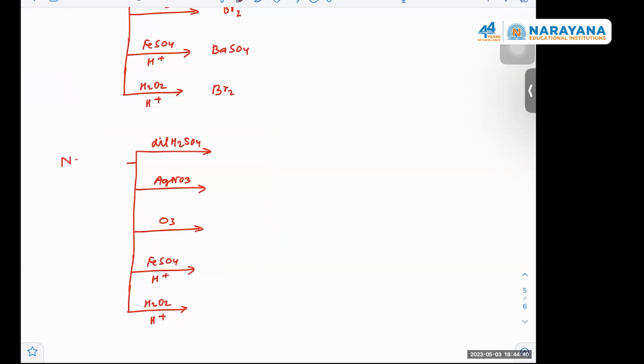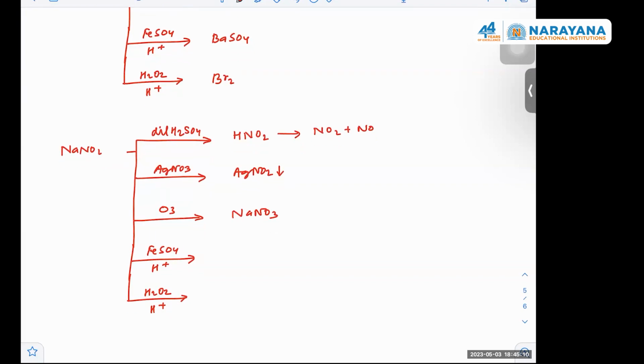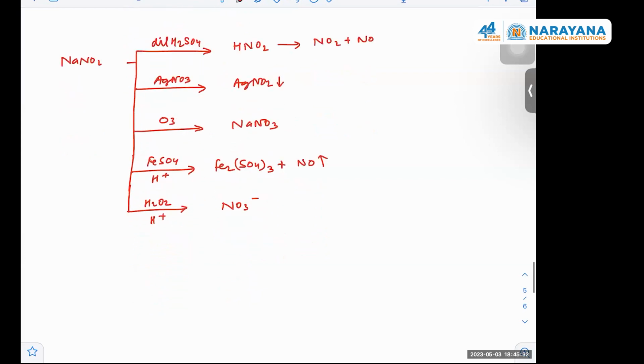The third option is NaNO2. What are the observable changes? It will form HNO2. HNO2 will give us NO2 plus NO. In the case of AgNO3, it will give AgNO2, which will be a precipitate. In the case of O3, it will get oxidized into NaNO3. NaNO2 in the presence of acidified FeSO4 will give Fe2(SO4)3 plus NO. And again, in this situation, it will convert into NO3 minus because H2O2 with H plus is a stronger oxidizing agent than HNO2. So again, all answers will be there.